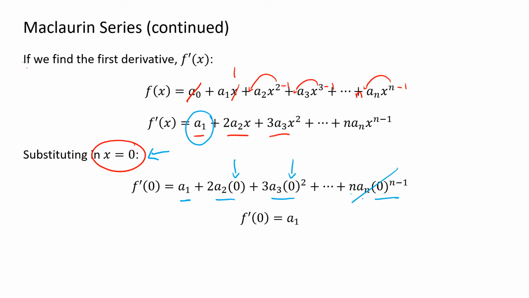So all of these terms that have a 0 in them go away. And what we find out in this case is the second constant can be found. That's all we have left is a1. So the second constant is equal to the derivative solved at x equals 0. Okay? You're going to notice that this is the trend moving forward.